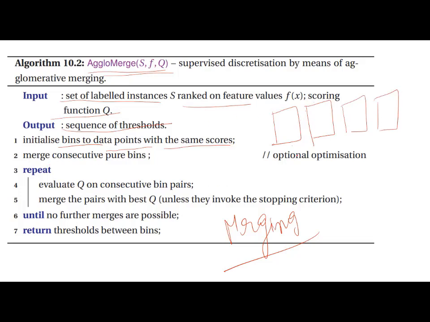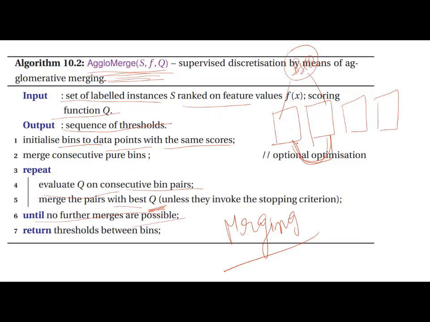Merge consecutive pure bins. Then you will get this. Evaluate Q on consecutive bin pairs. Merge the pairs with best Q. That best Q is written here. And continue until no further merges are possible. So this is how it goes. This is called agglomerative merge. Very simple, my dear friends.